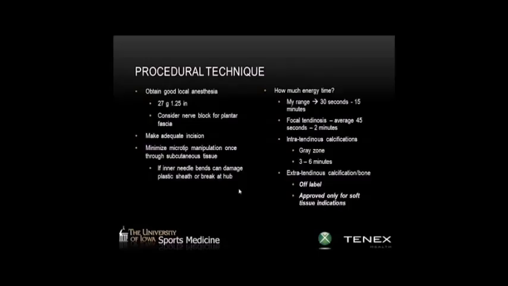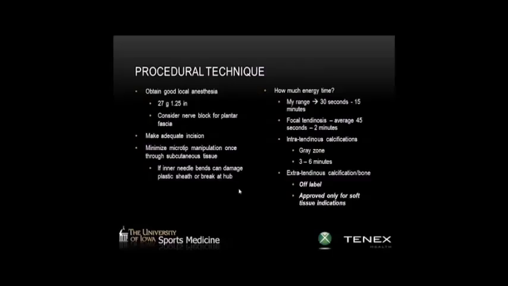In terms of energy time, this is variable. You'll get the hang of it eventually, but my range is anywhere from 30 seconds to 15 minutes. For the average case, the run-of-the-mill tennis elbow where there's focal tendinosis, that may be 45 seconds. A patellar tendon, maybe 2.5 minutes, somewhere around there, depending. If you see some of those intratendinous calcifications, those are what I call a gray zone. If there are softer, slurry-type calcifications, they may take a little bit longer if they're large, somewhere in the range of 3 to 6 minutes perhaps.